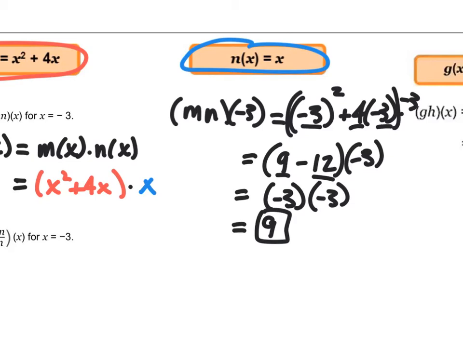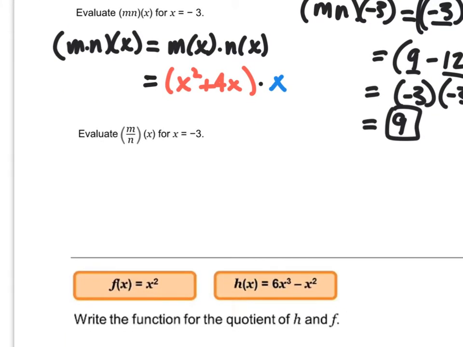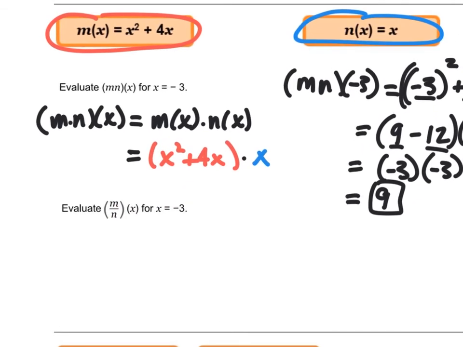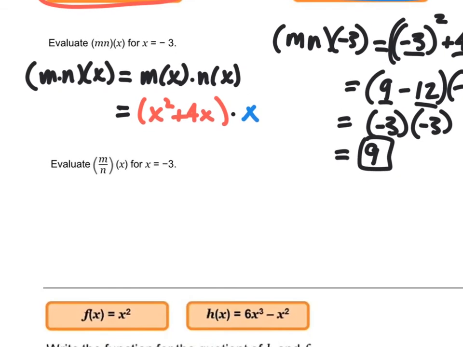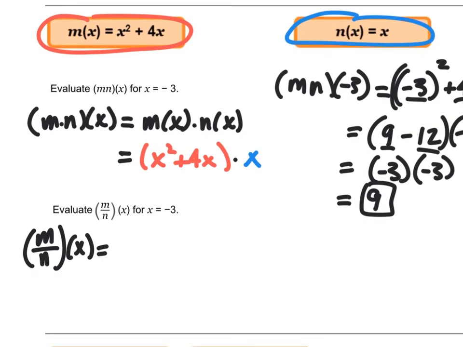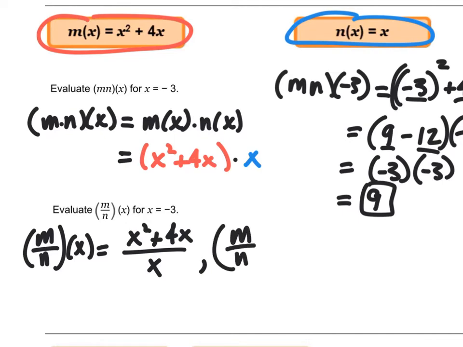Okay. All right, let's try that for division as well. If I wanted to take m over n of x and plug in -3, let's see what we get. So m over n of x is equal to me taking the function m, which is x squared plus 4x, and then dividing that by the function n, which is just x, okay? Now, if I wanted to plug in negative 3 into that, we've got m over n of negative 3. Let's just go ahead and plug in negative 3 for x, and that's going to give me the quantity.